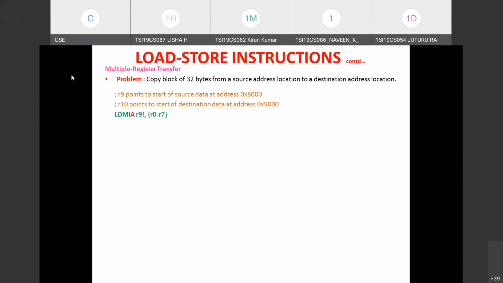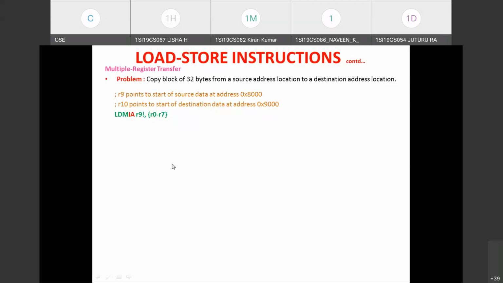So LDMIA is the instruction we are using for fetching the data from the source block. LDMIA R9!, R0 to R7. Since it is 32 bytes of data we need to fetch, we require 8 registers in the register list. R0 through R7 we are using, totally 8 registers. Each register is of 4 bytes. 8 into 4 is 32.